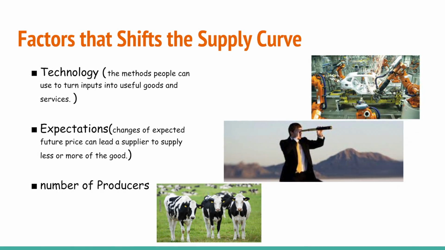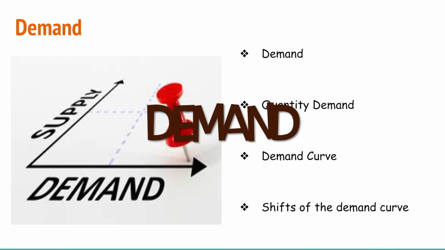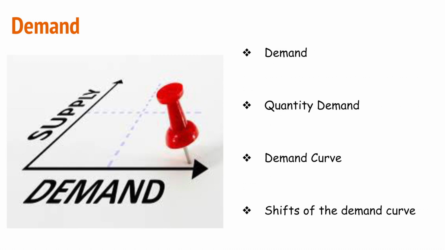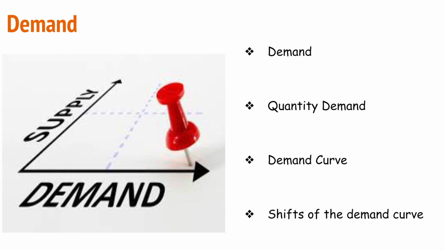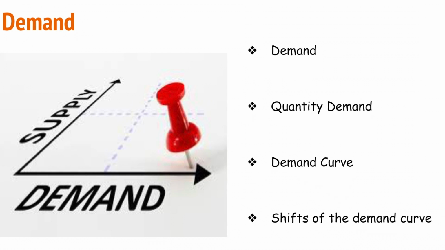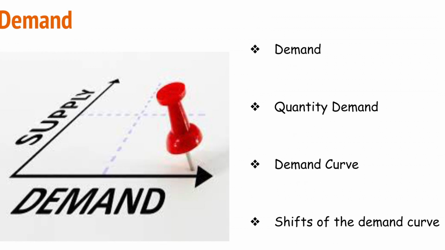And that's all about supply. Now we are moving on to demand. We will talk about it through four aspects: demand, quantity demanded, the demand curve, and shifts of the demand curve.